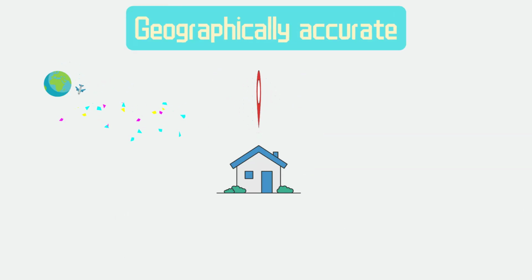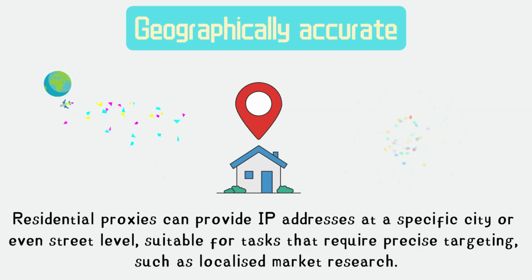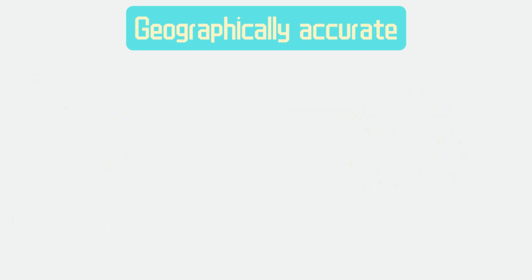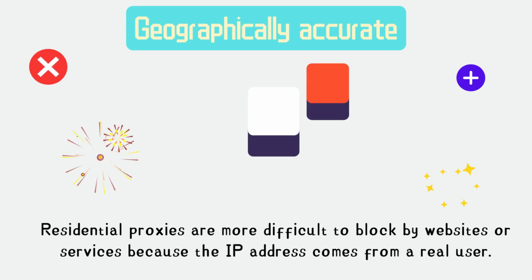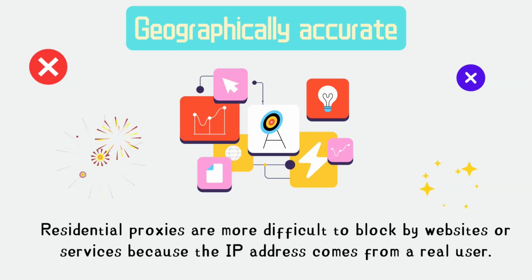Residential proxies can provide IP addresses at a specific city or even street level, suitable for tasks that require precise targeting, such as localized market research. Residential proxies are more difficult to block by websites or services because the IP address comes from a real user.